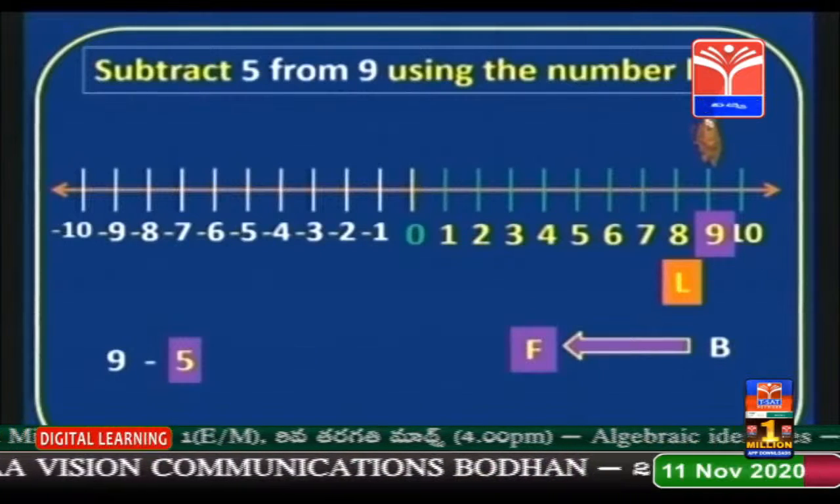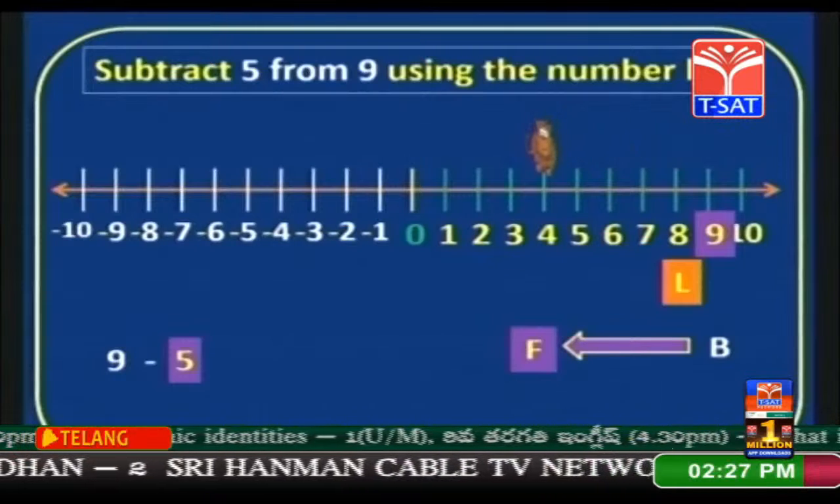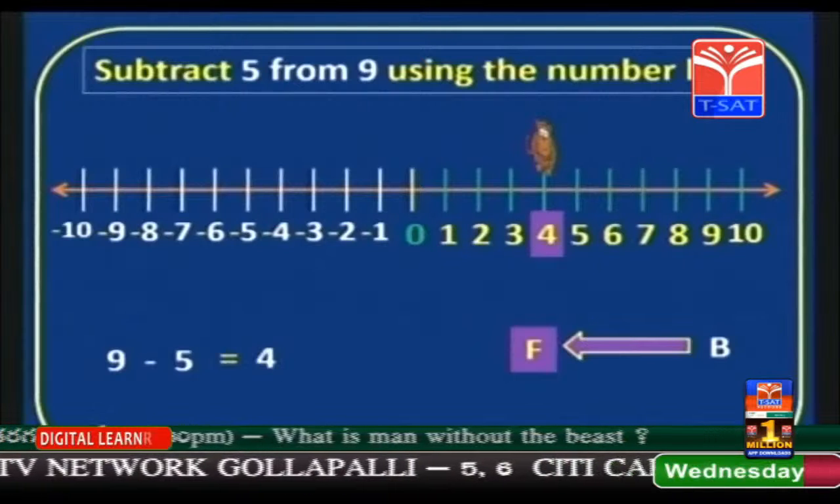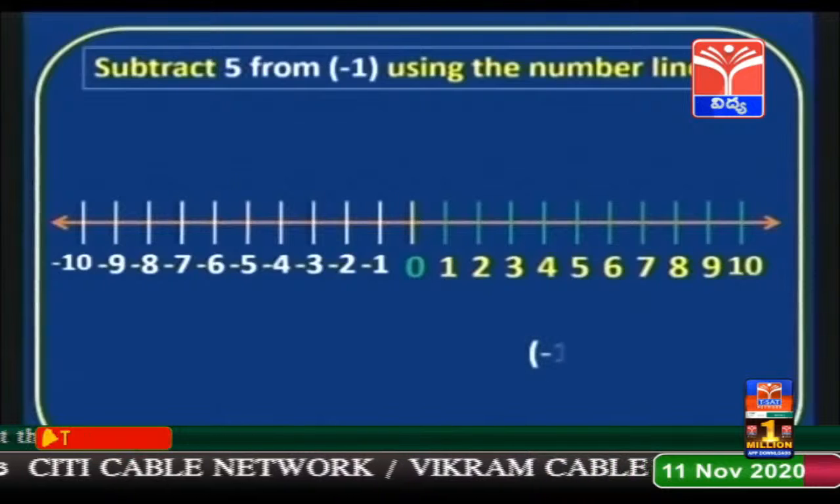So I am taking a monkey, it is moving forward. How many steps? 5 steps. So the monkey is at which number now? 4. So what is 9 minus 5 equal to? 4. Now children, subtract 5 from minus 1 using the number line.